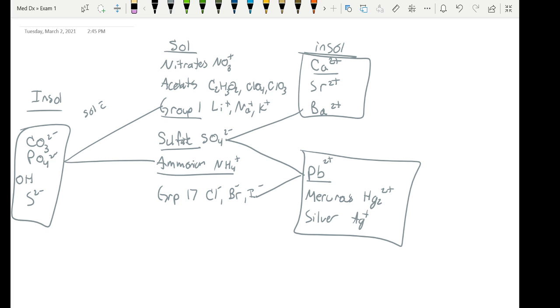Now you've got one more little box over here. So then you've got S, S, S, S. This is going to be soluble with S2, and then you're going to have slightly soluble with hydroxide. So that's going to be part of the solubility rules.